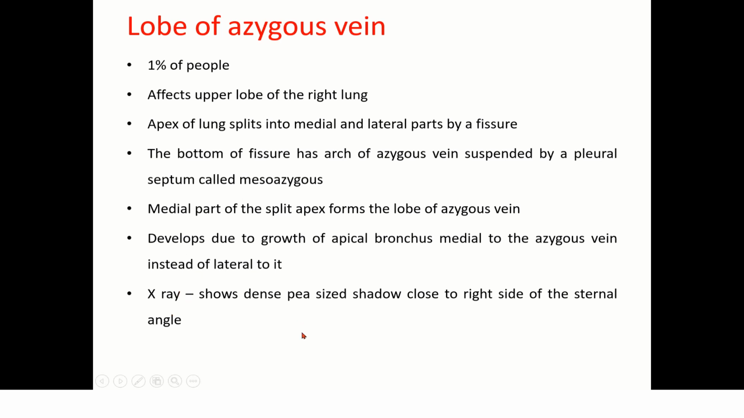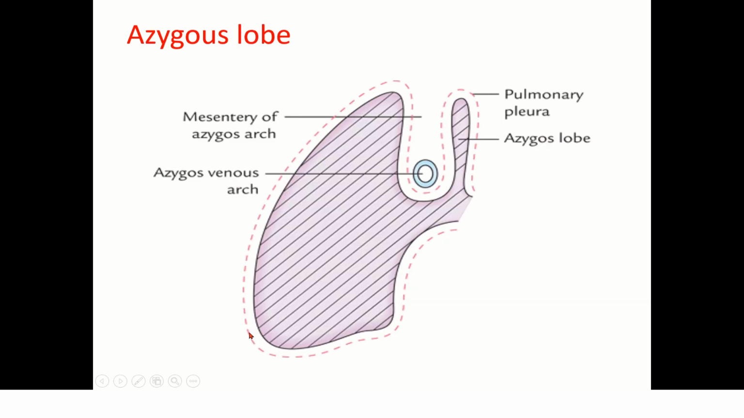The X-ray shows a dense pea-sized shadow close to the right side of the sternal angle. So on X-ray we can see a peanut-sized shadow close to the right side of the sternal angle. Now you can see here, this is the azygos lobe, this is the arch of the azygos vein suspended by the mesoazygos.